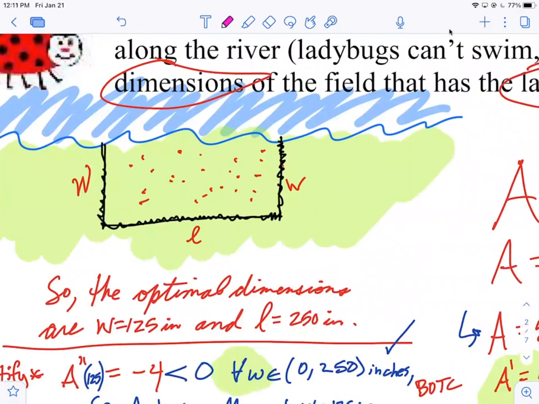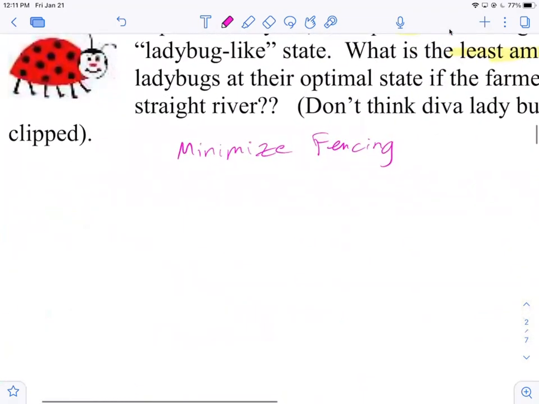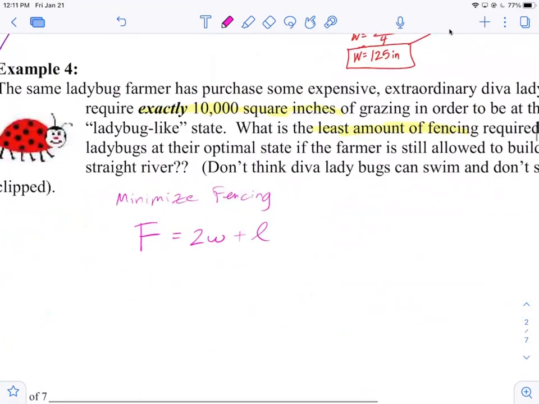So what would the fencing equation be? W plus L plus W, right? So I'm going to call that F for fencing. How about that? And it's going to be 2W plus L. So that was actually the constraint in the previous problem. Yes, we set that equal to 500. But now it's our primary equation. I want to take the derivative of that, set it equal to 0. But again, I have the fencing in terms of 2 variables. So now we go to the constraint.